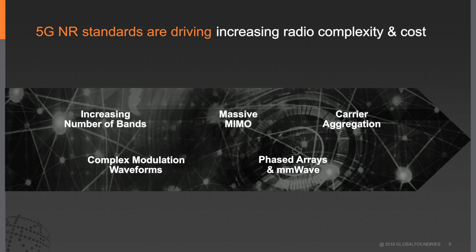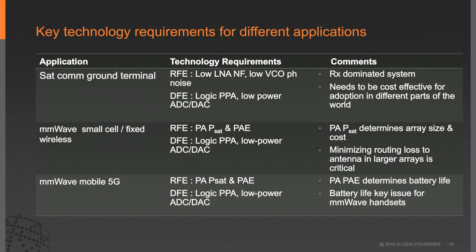Now let's talk. So far we have covered the different applications. Now let's talk about some key technological requirements for these different applications. In SATCOM, we are receiving the signal from far away. So the key figure of merit is the noise figure. For RF front end, the key technology requirements are low LNA noise figure and low VCO phase noise. For digital front end, low logic power performance area and low power ADC DACs are a requirement. It needs to be cost effective for adoption in different parts of the world.